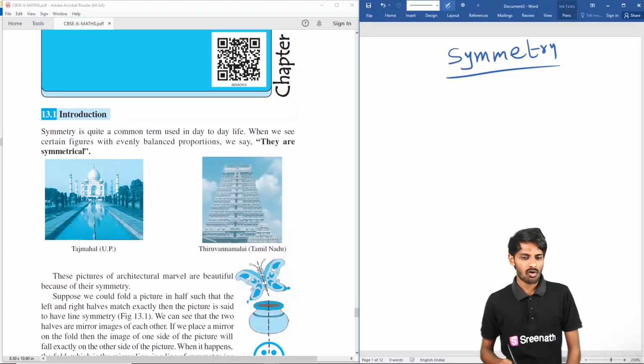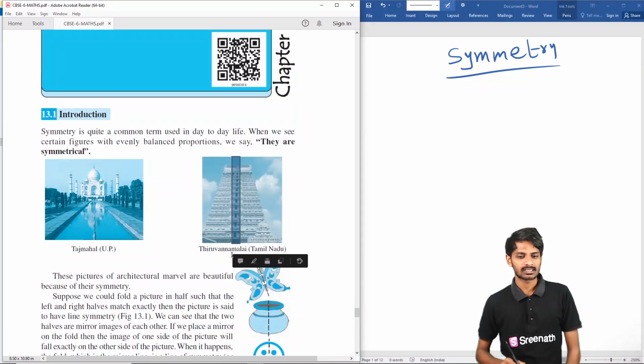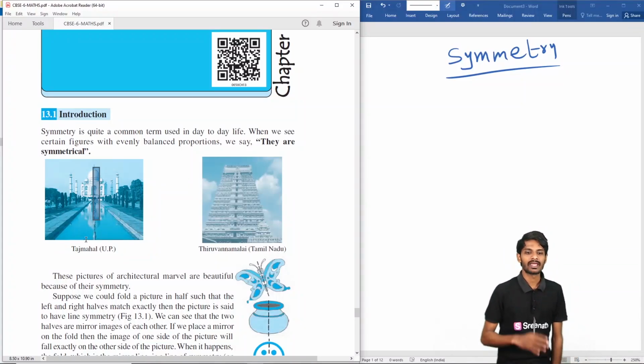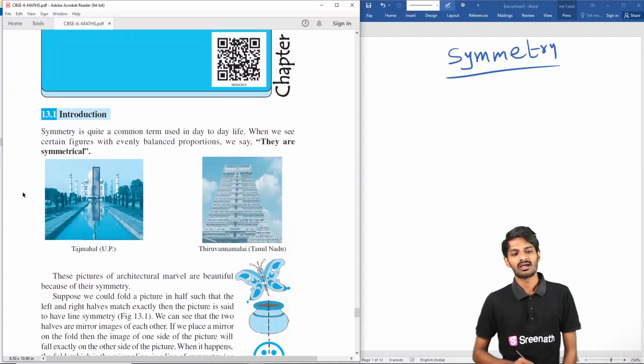Here, if you cut along this line, you will observe the symmetry clearly. And here also, along this line, if you fold it in half, again you will see the symmetry, friends. That is the beauty of symmetry.